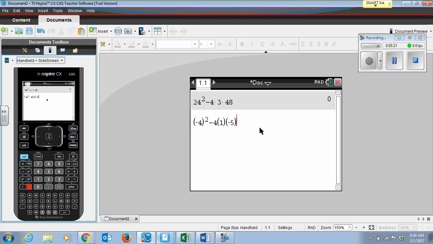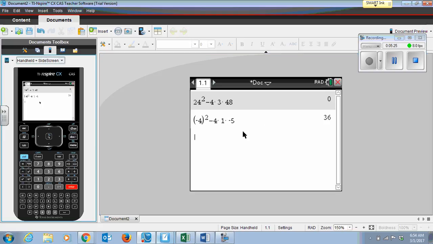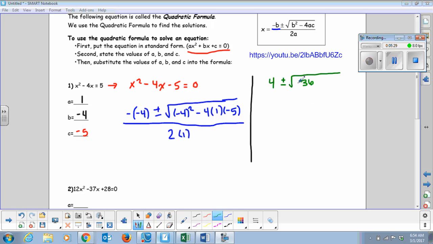Okay, so that looks good. Pressing enter, we should get 36 as our discriminant. Okay, so I'm putting that under the square root, and then I'm going to divide by 2 times 1, which is just 2.